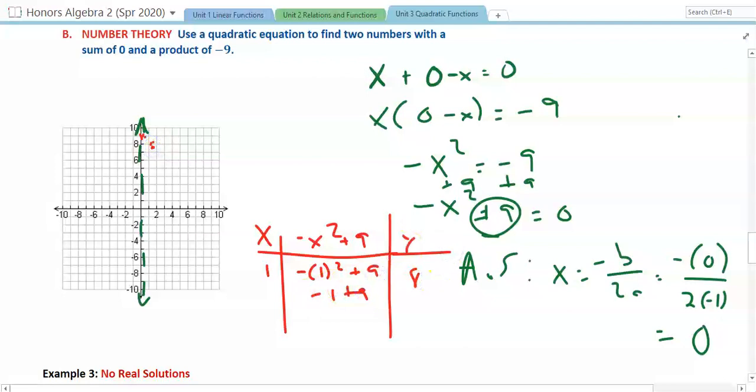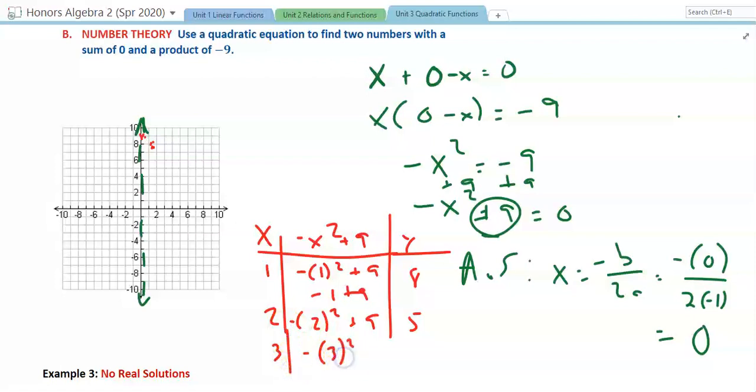And again, my dots are a little off because I'm doing this with my finger and not the stylus. We go to 2. Remember, the negative's out front, then the 2 squared plus the 9. So it's going to give us -4 plus 9 is 5. And when we go to 3, we get the opposite of 3 squared plus the 9. And so it's going to be -9 plus 9, which is 0. And so that gives me my point right there at 3, 0.